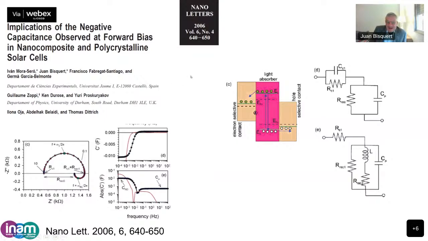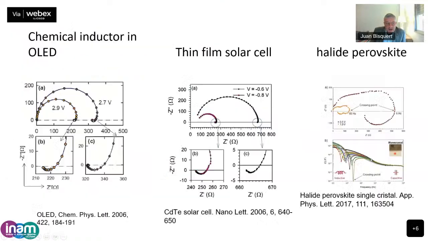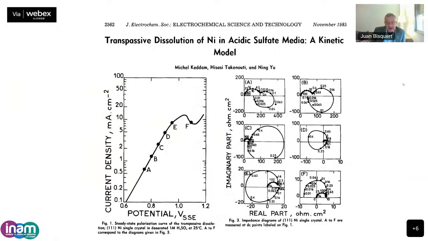So there are many examples of this construction that I call the chemical inductor. Here is our paper on negative capacitance of solar cells in 2006, where we measured many different technologies that show this effect, this inductive arc. And you can see that the circuit that we proposed was with the RL, the same that I'm saying now. Here are examples from organic LEDs, from thin film inorganic solar cells, from halide perovskite. You can see this has a very big inductor or two. So this is very common in perovskites, as I said before.